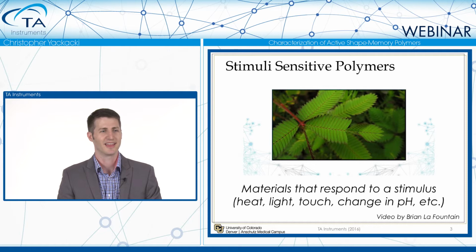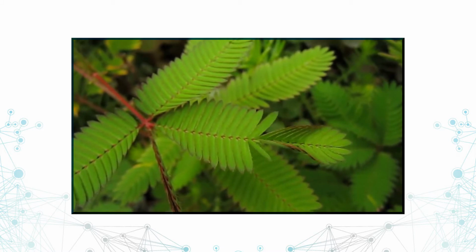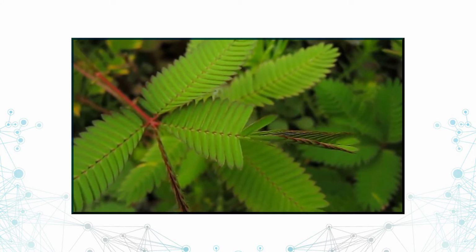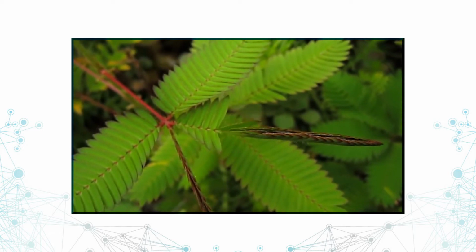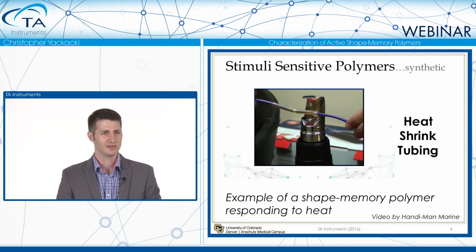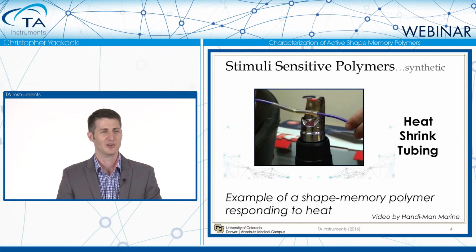In general, a stimuli-sensitive polymer is a polymer material that will respond to some stimulus, as the name might indicate. That could be heat, touch, light, changes in pH, even electricity, a lot of things. This is an example of a plant, Mimosa pudica, I believe, and you can see when someone touches that plant its leaves contract and fold in. Nature is really good at creating stimuli-sensitive materials, but we as humans can also create synthetic materials and polymers that do the same thing.